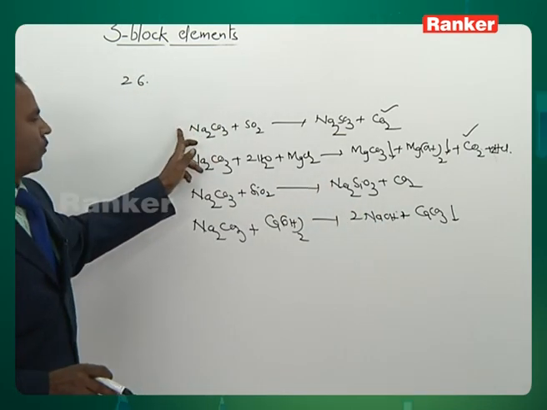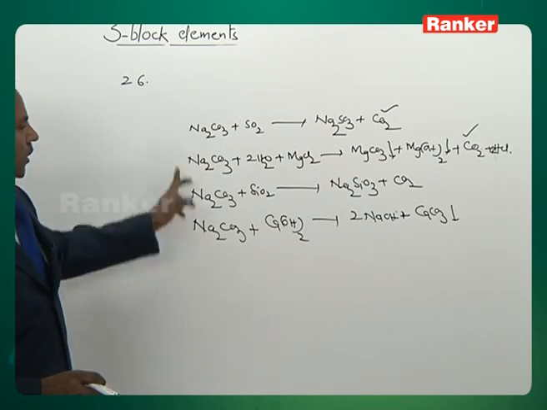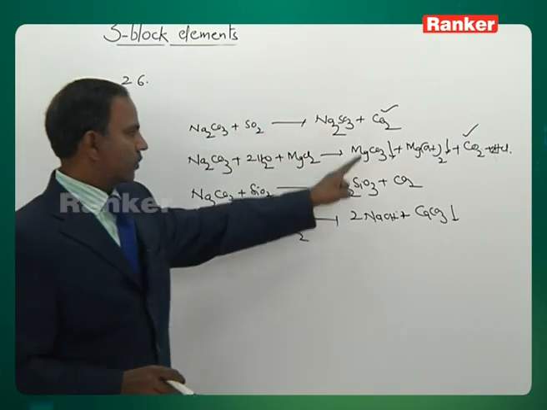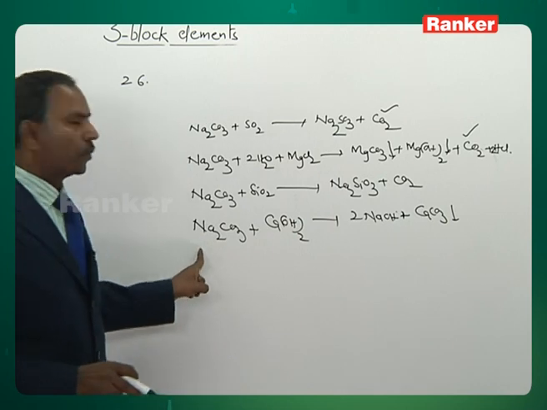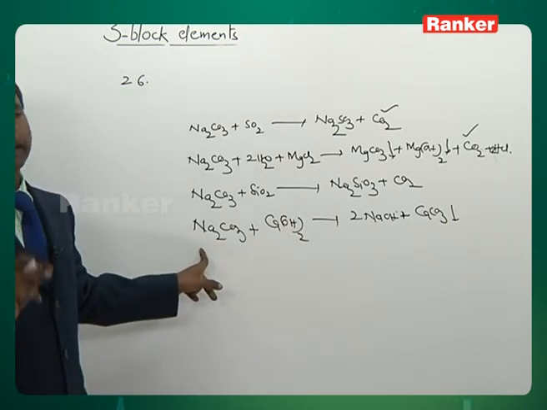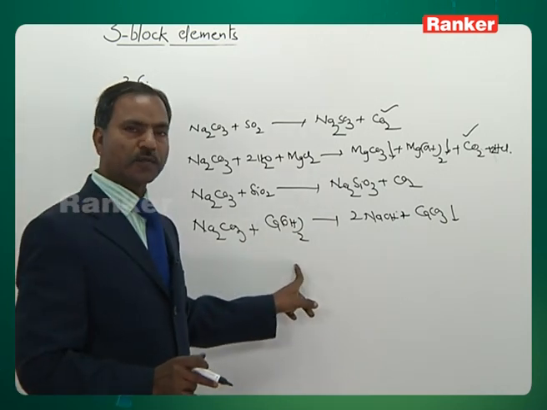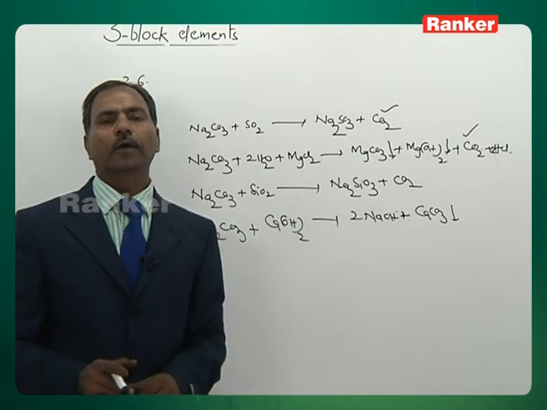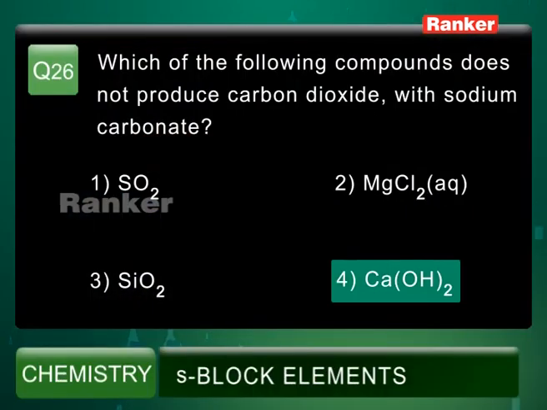Therefore, the first reaction, second reaction, third reaction, clearly you are observing that in all these cases you are getting carbon dioxide. But in the fourth, sodium carbonate on reaction with lime water or calcium hydroxide, you are not getting any carbon dioxide. Therefore, for question number 26, the answer is 4.